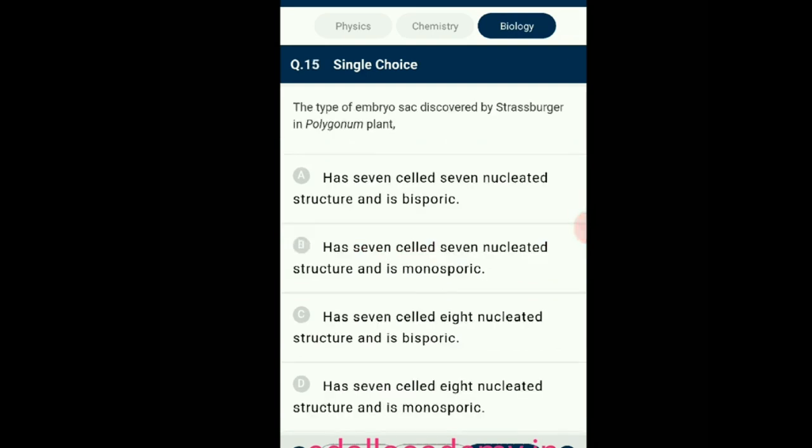Question number 15. The type of embryo sac discovered by Strasburger in Polygonum plant. The 7-celled 8-nucleate type of embryo sac is known as Polygonum type because it was discovered by Strasburger in Polygonum plant. Polygonum type of embryo sac is the most common type in angiosperms. It develops from a single megaspore, so it is also known as monosporic embryo sac. So the answer for this question is option D. 8 nucleated structure and it is monosporic.